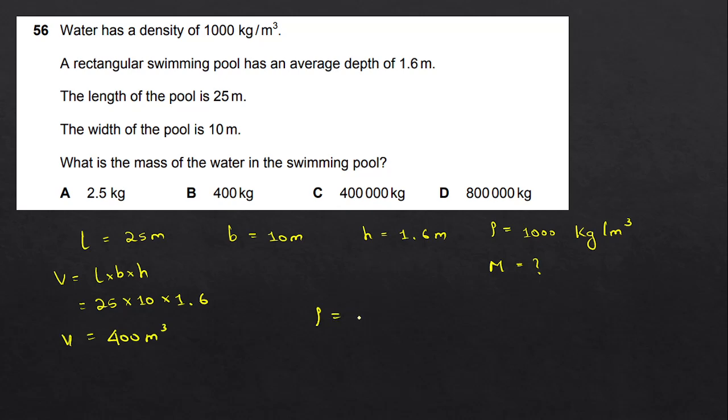So density from the formula is given by mass by volume. If I want mass, if I take it as subject, mass can be written as density times volume. This will be 1000 times 400. That will be equal to 400,000 kg. Correct option is option C.